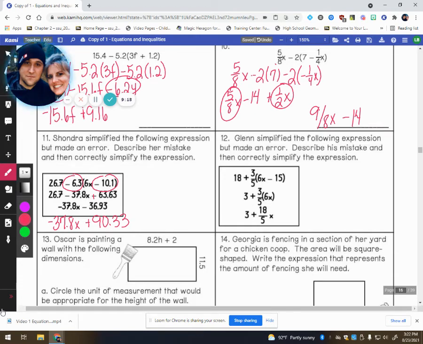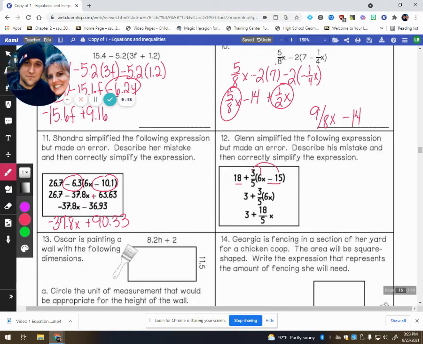So look at number 12. Glenn simplified the following expression, but made an error. Describe his mistake and correctly simplify the expression. So as I'm looking at this, it looks like the -15 just disappeared. They thought, oh, these are like terms, so I'm going to combine the 18 and the -15 right off the bat. But we know the order of operations says I should distribute this and then combine my like terms.